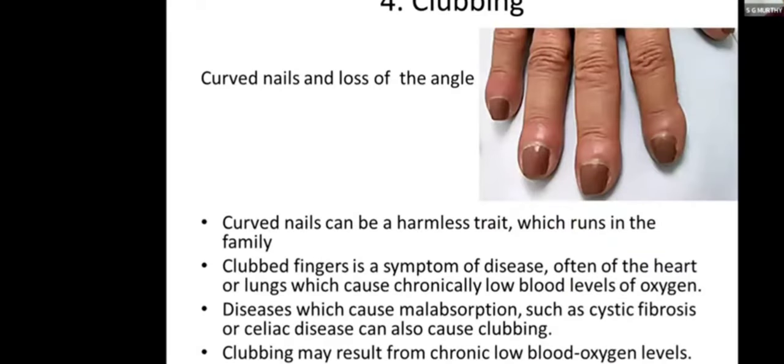Clubbing is the normal curvature which is lost, and this clubbing is seen where the blood oxygen levels are less. So diseases in which the blood oxygen levels are less, like COPD and some heart disorders and some intestine cut, cystic fibrosis and other things where the lungs, you know, the lungs ka elasticity is less. Basically, the blood ka oxygen is less. Some people will have it in families also. So when you see a club nail, you ask, ghar mein kisi ko hai, toh don't worry about it. If not, then look out for any cardiac or lung problem.